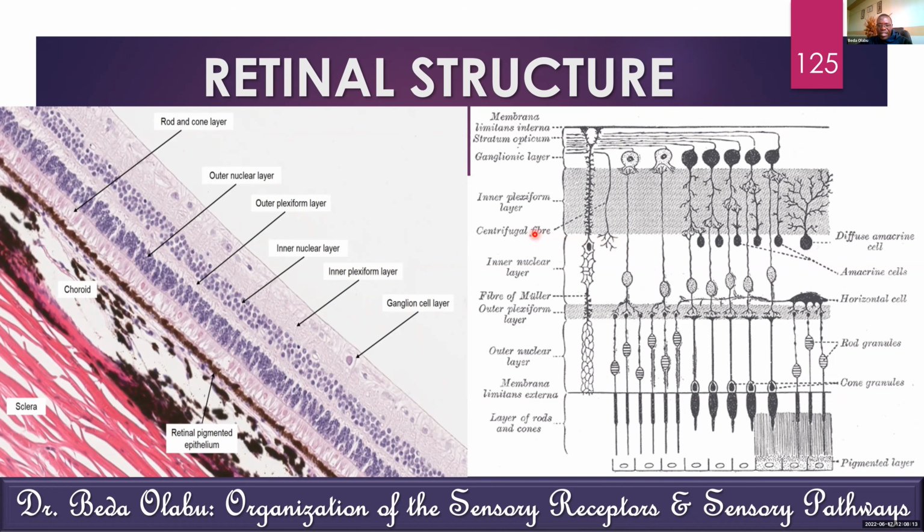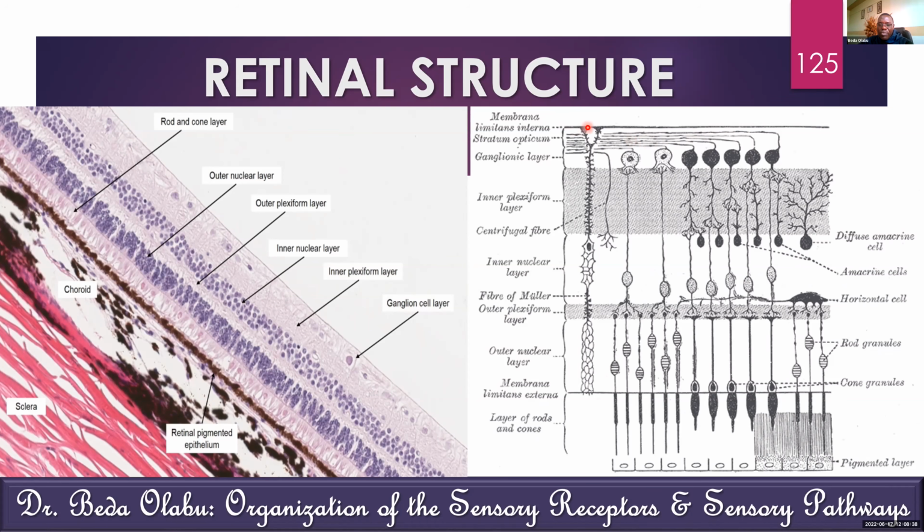Layer 7 there, the synaptic zone between the bipolar and the ganglion cells. Layer 8 is this one, containing cell bodies of the optic nerve fibers, the ganglion cell layer. Layer 9 contains the axons of optic nerve fibers, the nerve fiber layer.